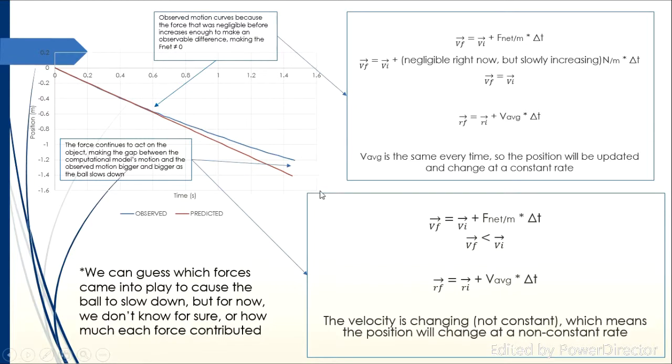which can be shown here. Now we can guess which forces come into play to cause the ball to slow down, but for now we don't know for sure, or how much all of these forces contributed. We only know that this is what the motion looks like.